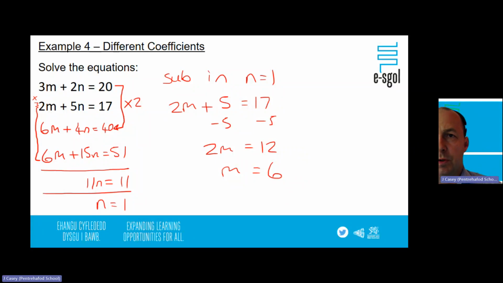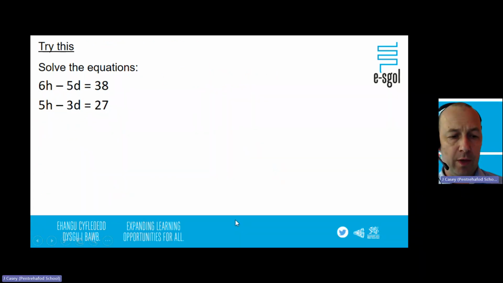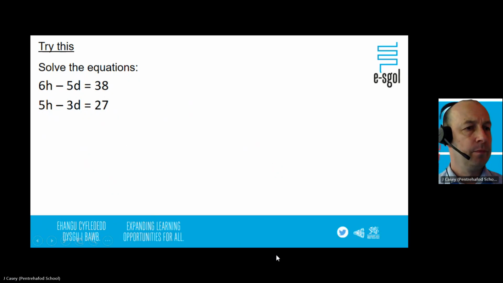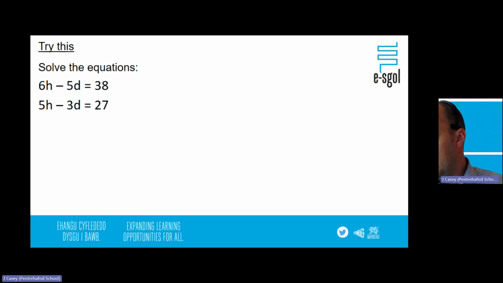So if you ever try one of those yourself, where you have to change the coefficients, have a go at that question, and pause the video, please, and then come back in, and then we'll go through it together. Okay, so hopefully you've had a little bit of time to have a go at that.